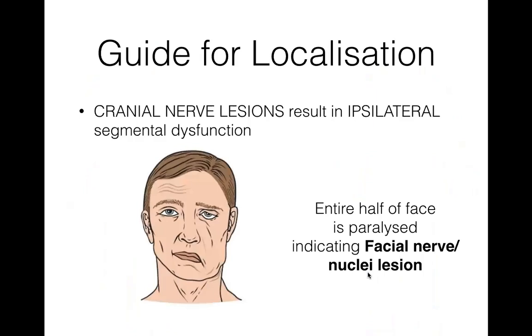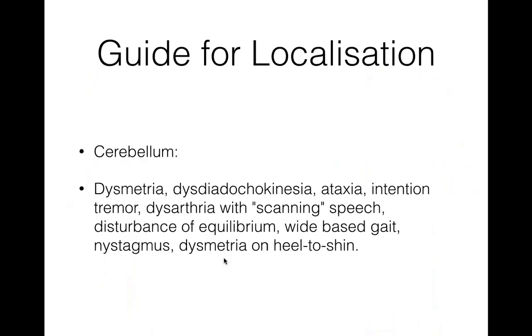So a cranial nerve lesion results in ipsilateral segmental function. Just like what I said, for structures located above the neck, the manifestation would be ipsilateral to the site of the lesion. Now, finally, let's move on to the next infratentorial structure, and that would be the cerebellum.